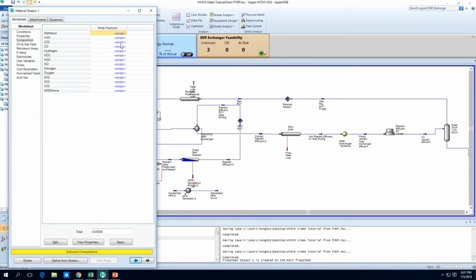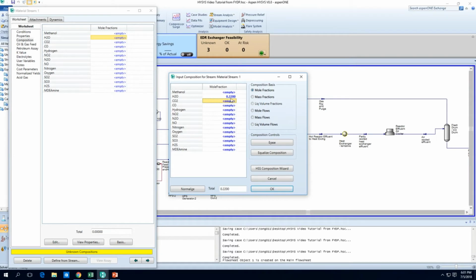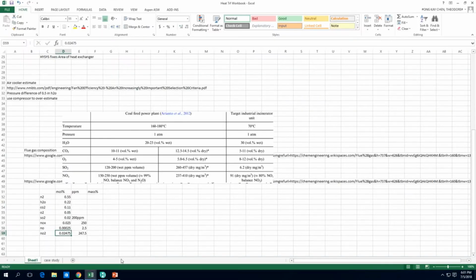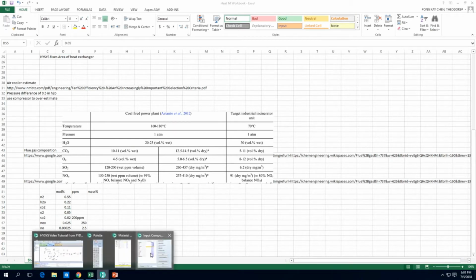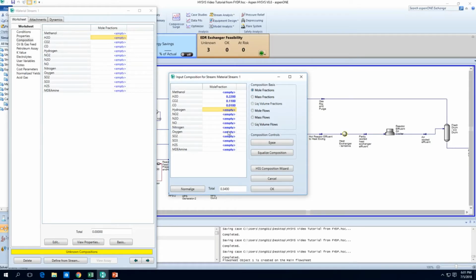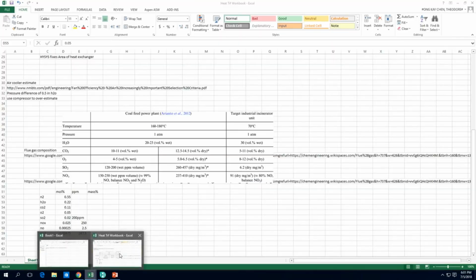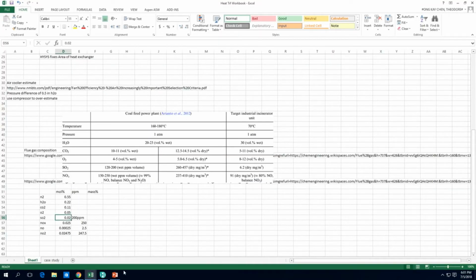So our water will be 22%, as said before. CO2 11%. CO, just put 1%, just for the sake of putting it there. It has to be there somehow. O2 5%. Where's oxygen? Oxygen's here, 5%. Nitrogen 55% of the mole. Just SO2, I'll put it about 2%.